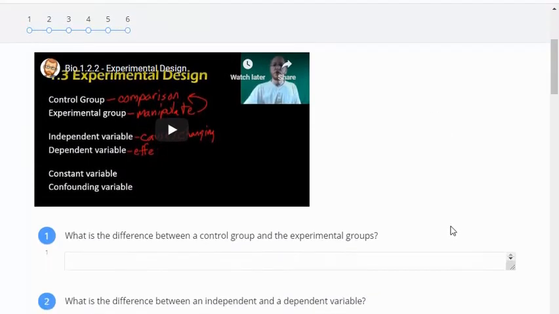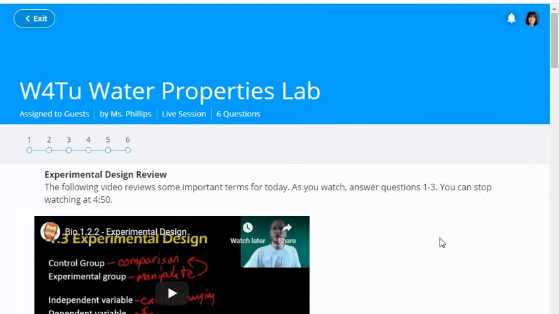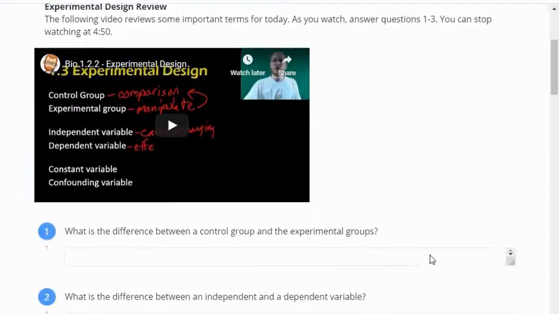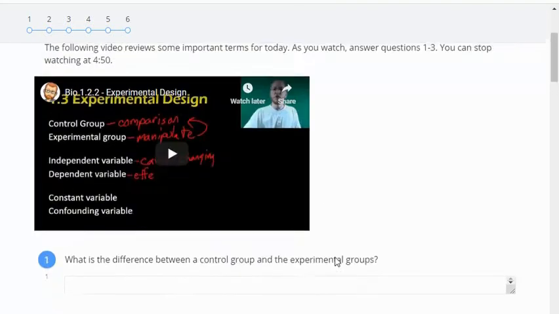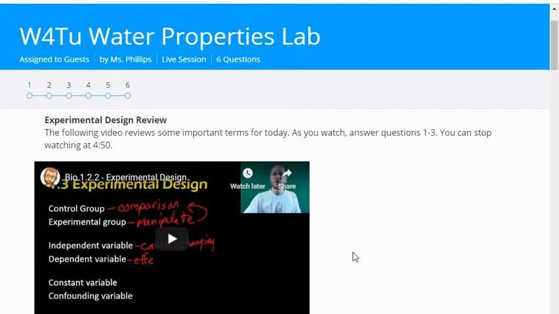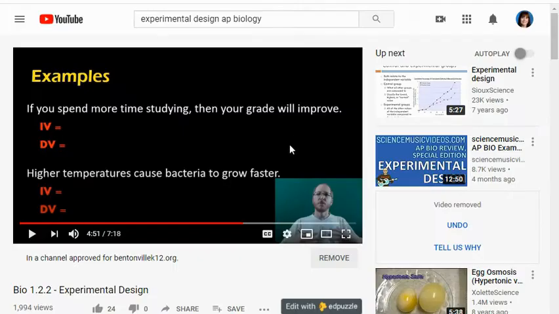Okay, so we're going to be reviewing kind of how to set up an experiment. We're going to be doing it in the context of determining how many drops of water you can drop onto a penny before the surface tension breaks and the water expands out. Okay, so we're just kind of seeing how to design a good experiment. So we're going to do a quick review of experimental design. So this video here.